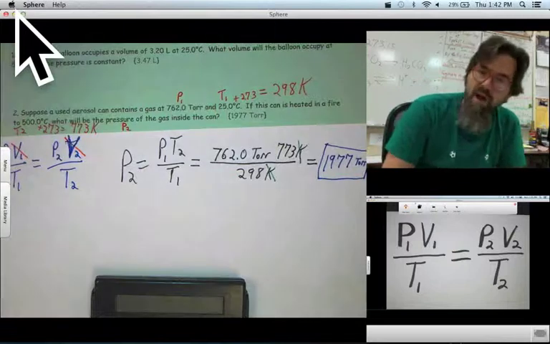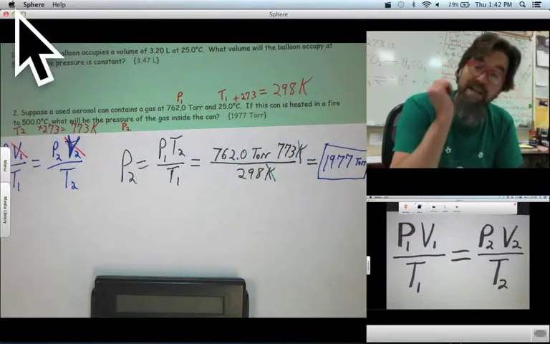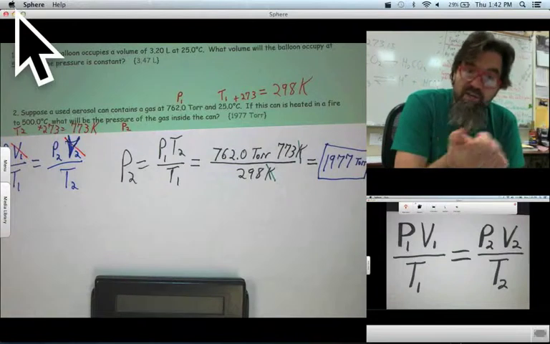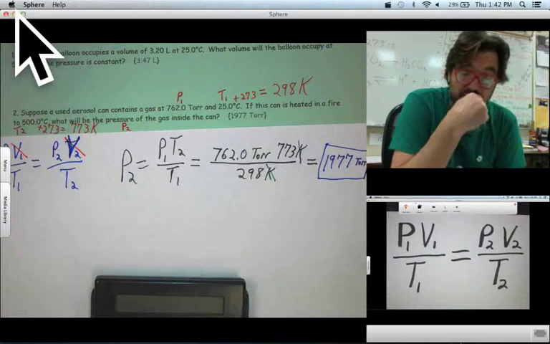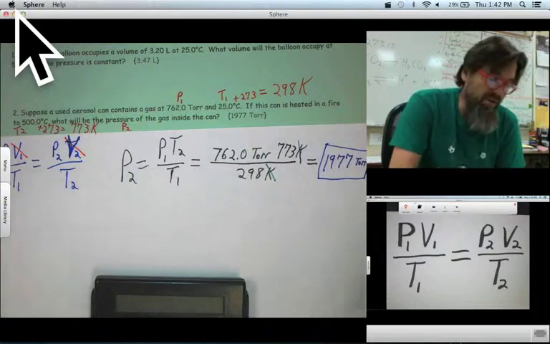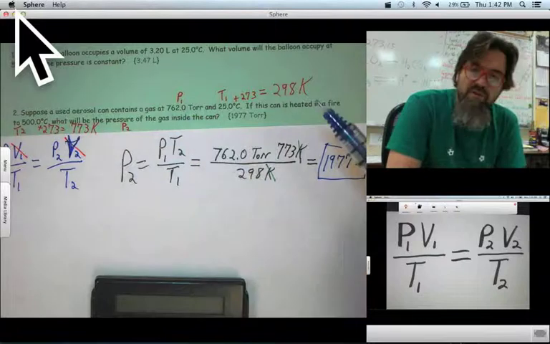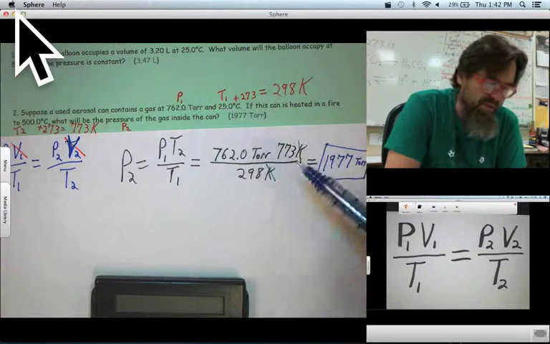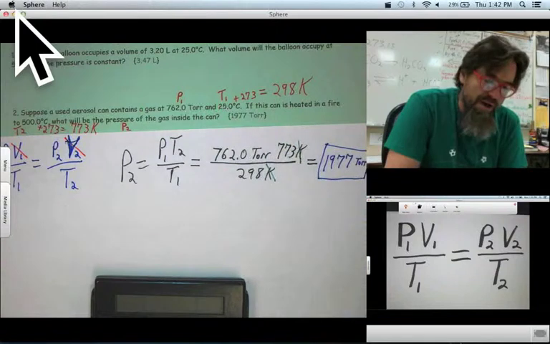So that's how you solve combined gas law problems. Remember, you have to convert to Kelvin, or you'll get a wrong answer. You'll get an answer, but it'll be wrong if you don't convert to Kelvin. And very useful, identify the values and use meaningful names like P1 and P2 and T1 and T2, V1 and V2.